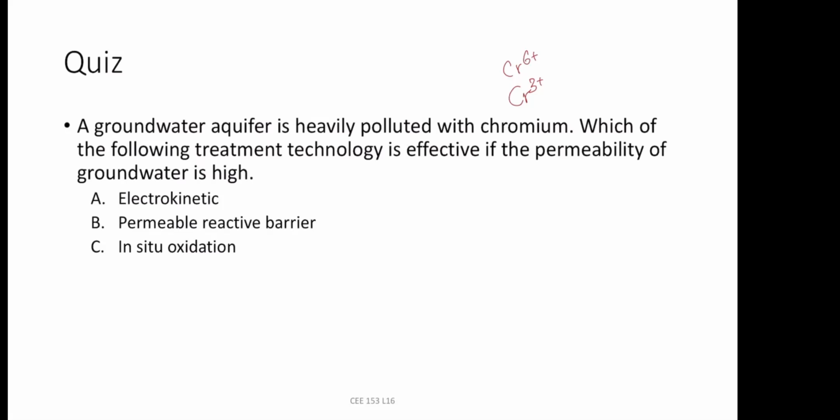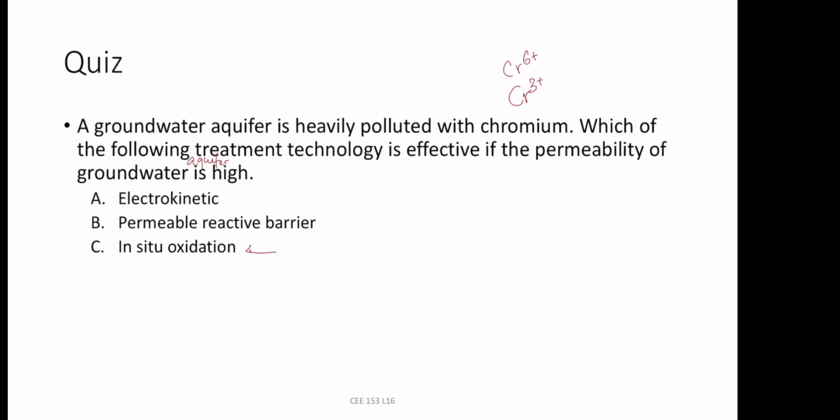Groundwater aquifer. So let's start thinking. Electrokinetic works only if, as just described, you have permeability. Permeable reactive barrier, in situ oxidations. For this one to work, you need to have oxidations. You have to oxidize. The chemical can be removed by oxidations. This you just learn it, whatever the way.